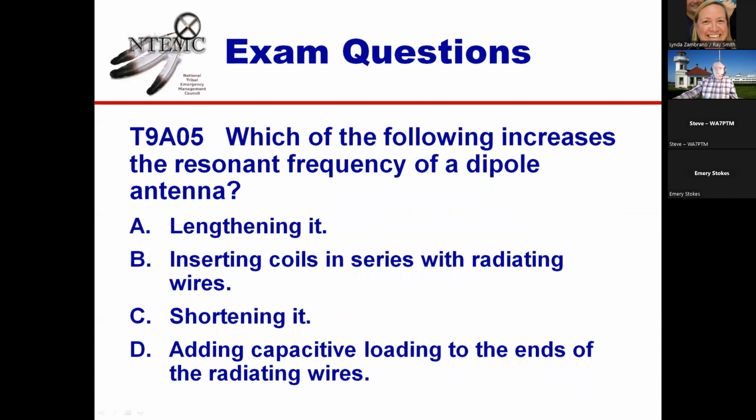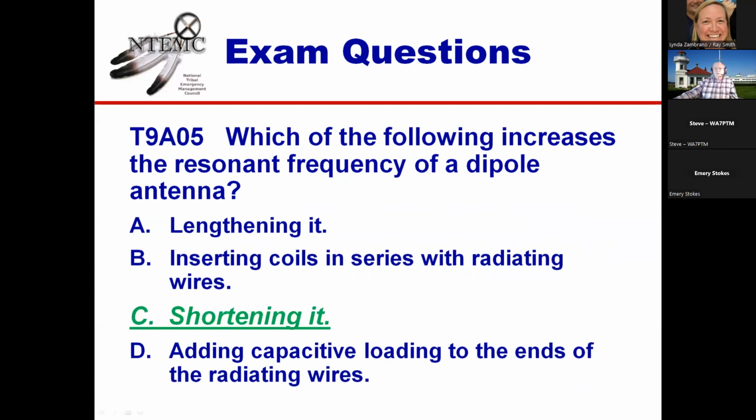Which of the following increases the resonant frequency of a dipole antenna? Well, this one might be a little confusing here. You want to increase the frequency, right? Well, higher frequency would be lower wavelength, right? Shorter wavelength. So what are you going to do? You're going to shorten it. Remember, they're inversely related.